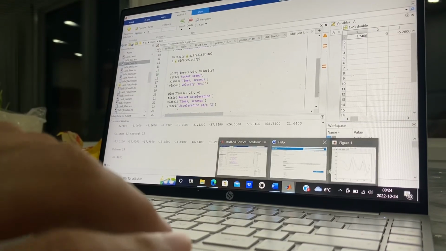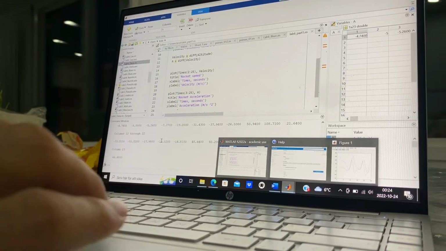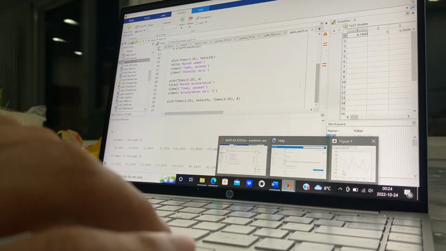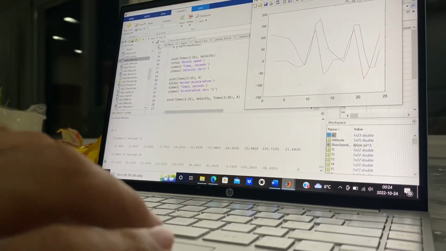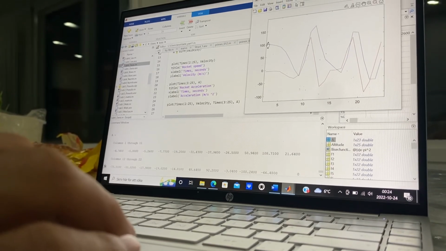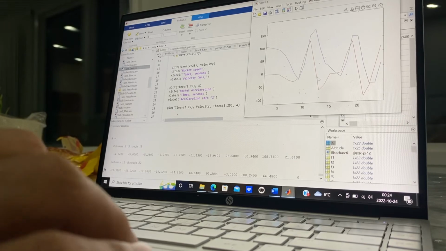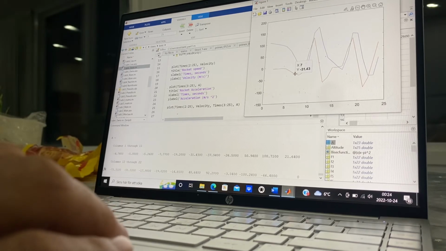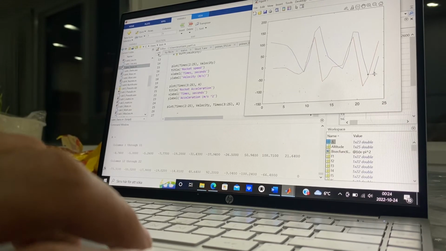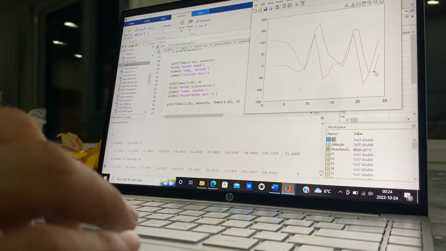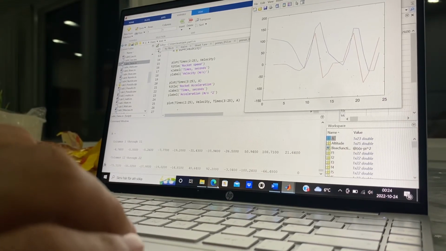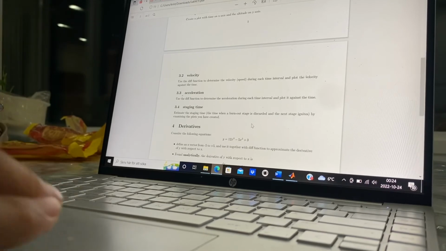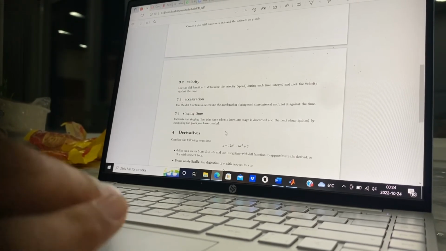And if we take a look at figure 1, we can see that for both the velocity and for the acceleration, the staging time, you can see here, estimate the staging time, the time when a burnout stage is discarded and the next stage ignites by examining the plots you have created.